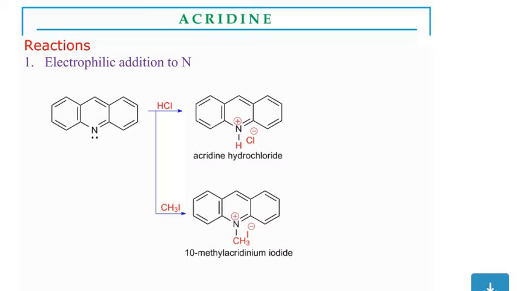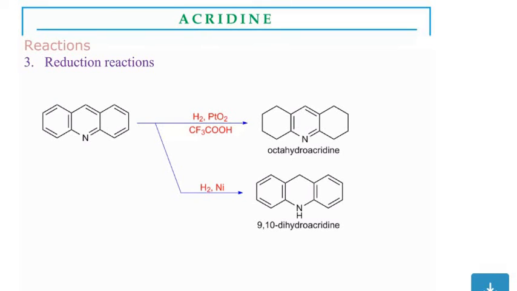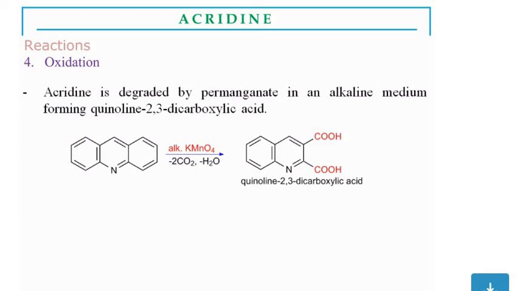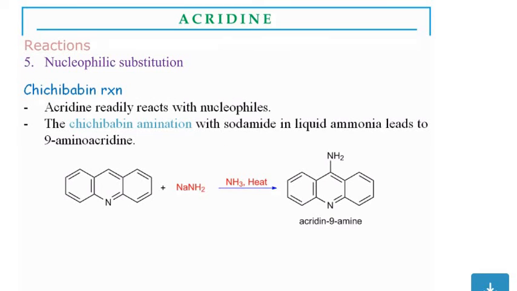So, electrophilic addition to nitrogen, you can see acridine hydrochloride and 10-methyl acridinium iodide. Now, reduction, you can see the reductions of acridine to octahydroacridine and 9,10-dihydroacridine. Acridine is oxidized by permanganate in an alkaline medium forming quinoline-2,3-dicarboxylic acid. You can see the quinoline-2,3-dicarboxylic acid formation.